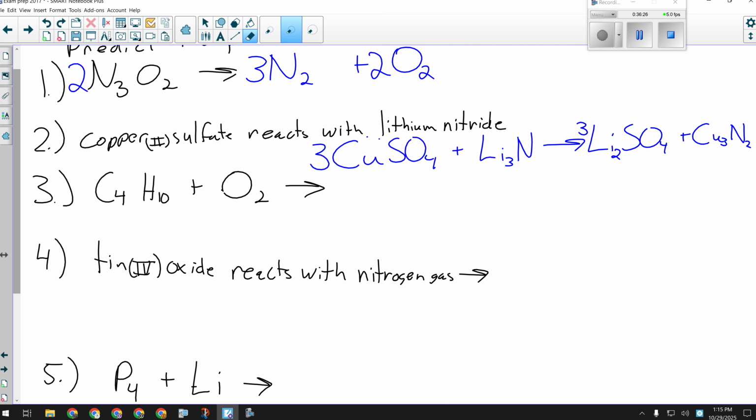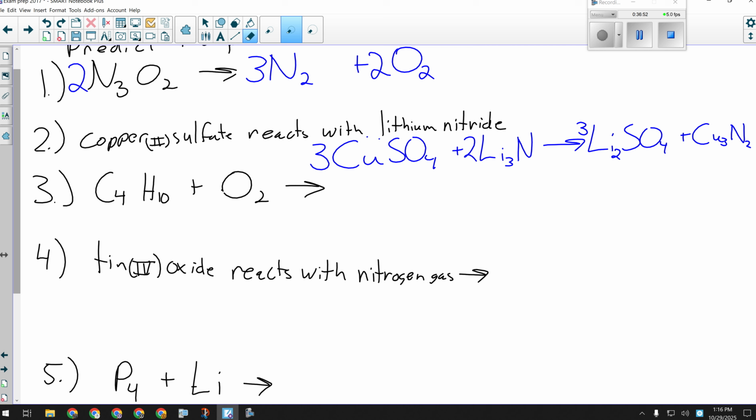Now I have 3 sulfates on both sides, but that gives me 6 lithium. 2 times 3 is 6, so now I have 6 lithiums on both sides, and that 2 applies to my nitrogen, so there's 2 nitrogens here and 2 nitrogens over there. We're good. Now it's balanced. Okay, about as tricky as balancing would get for a double replacement reaction. All right, questions on number 2?